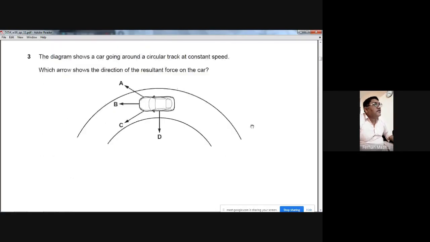The next question is, the diagram shows a car going around a circular track at constant speed. Which arrow shows the direction of the resultant force on the car? When you move in a circle, the resultant force is always directed toward the center of that circle. So the best option will be the D option. So for the third one, we say the option is D.